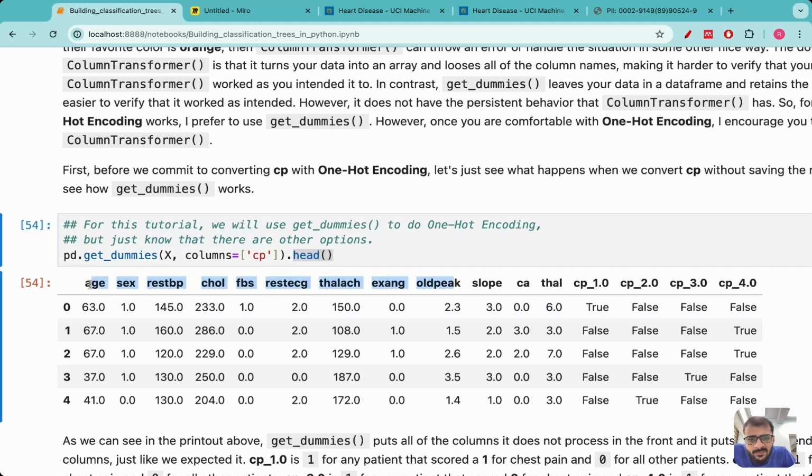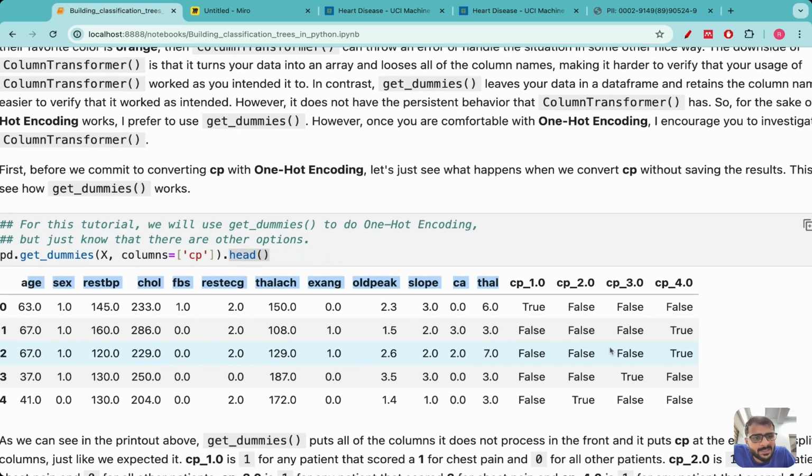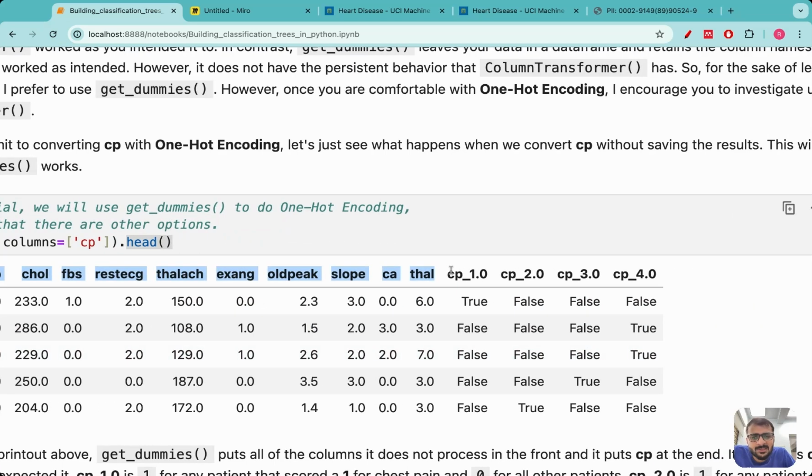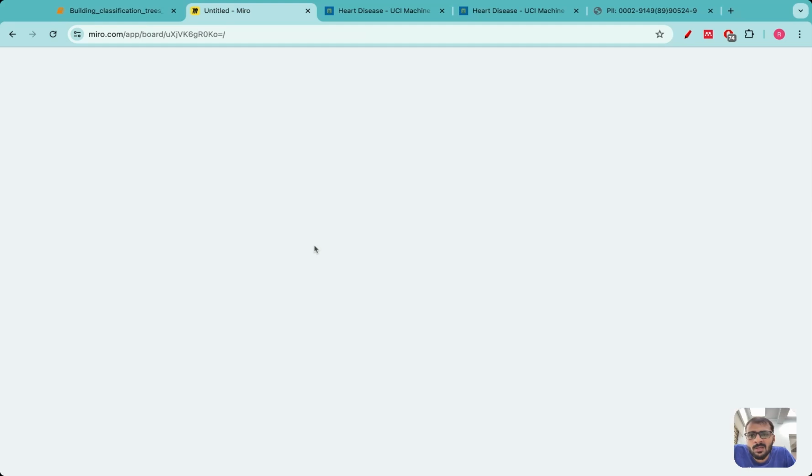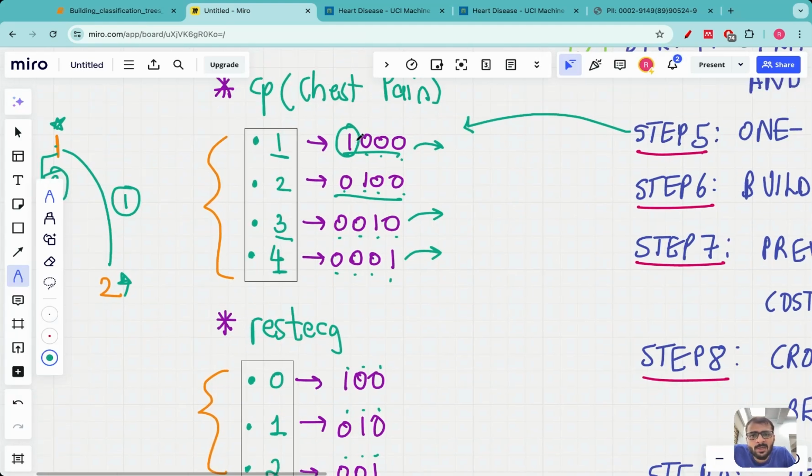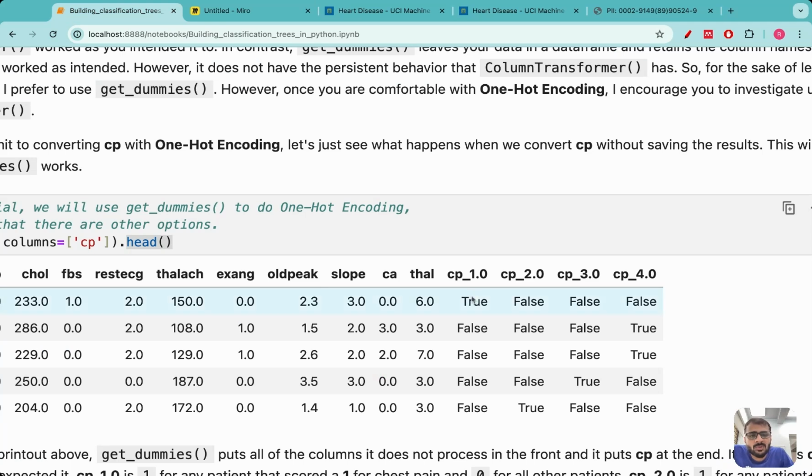If you see, all of these variables remain the same, but now let's look at CP. Instead of only having one column for CP, now we have 4 columns. Because remember, when you one hot encode CP, it will be a vector of size 4. These are called cp1, cp2, cp3, and cp4. For the first, it's true, false, false, false, which means the cp value for this person is 1. For the second person, it's false, false, false, and the last one is true, which means the cp value for this person is 4.